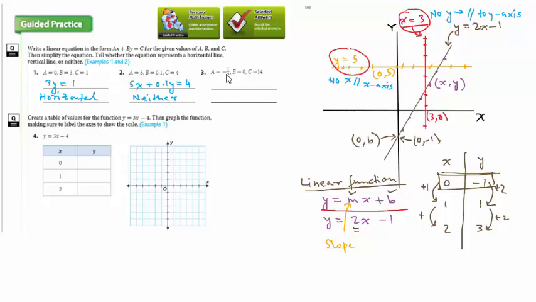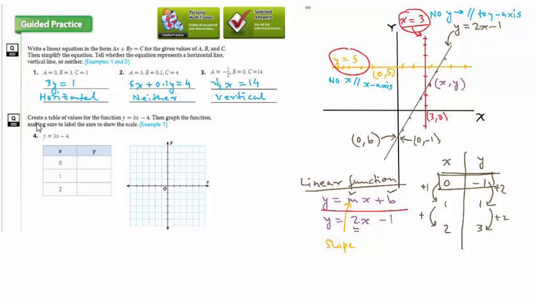Number 3, a is negative 1/2. So we have negative 1/2 x. B is 0, so by becomes 0y. So there's no y, and it is equal to 14. There is no y in this equation. So no y means it's a line that's parallel to the y-axis, or a vertical line. Done.